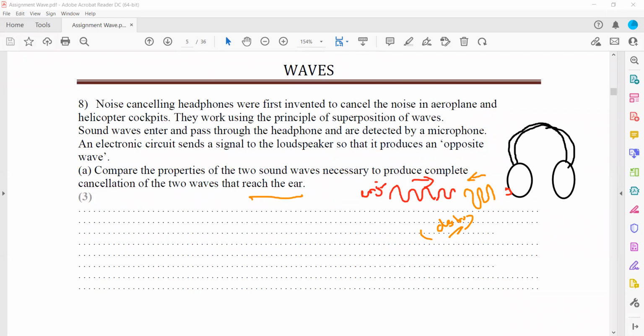Number one, the waves produced should have the same frequency, because if they have different frequencies, like the frequency of this wave is, say, 20 hertz and this one is 25 hertz or 125 hertz, it won't be able to cancel out. So the condition to completely cancel out is that they should have the same frequency, they should have the same amplitude as well, and they should be in anti-phase or opposite phase. So number one, it should be the same frequency, or we can say wavelength.